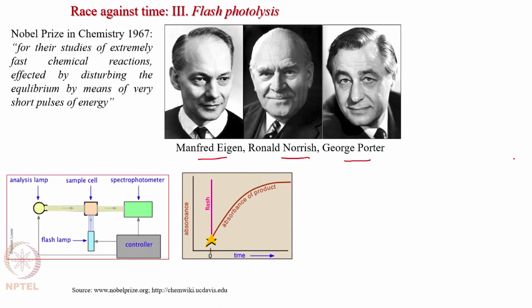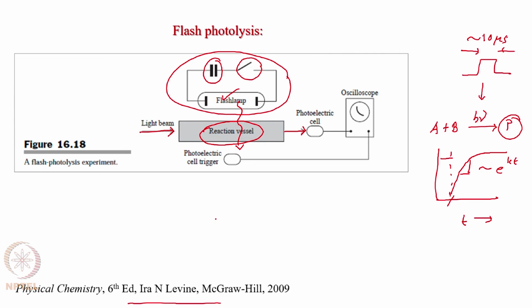So you can also see the other picture. At this point, as you can see, the flash was initiated. This is my time 0, and then the absorbance of the product increases and reaches the maximum value, and from the growth of the slope of this curve you can find out the kinetics. Now again, this method has its own limitation because it depends on the width of your flash lamp. Usually you can go with this flash photolysis technique down to 1 microsecond or so.